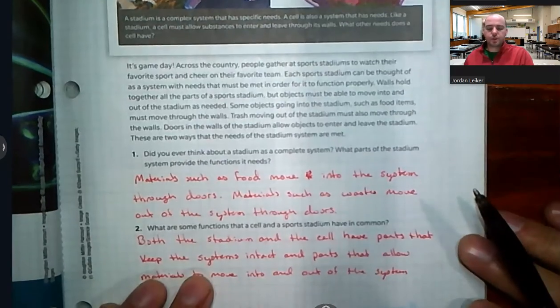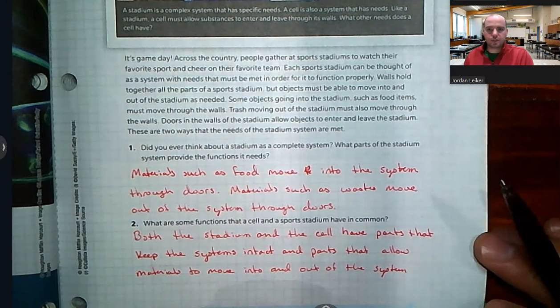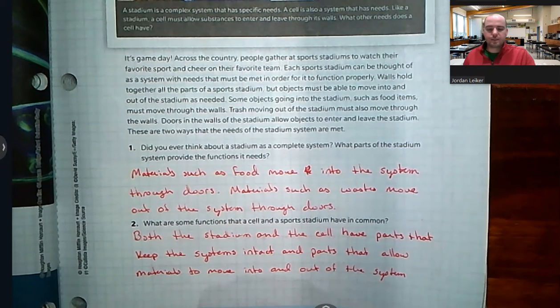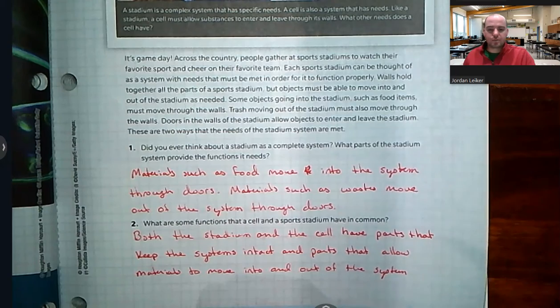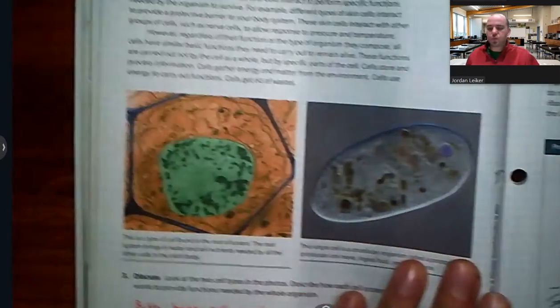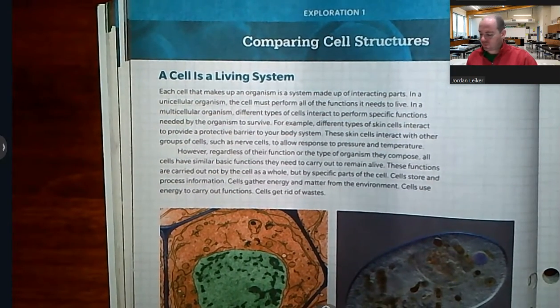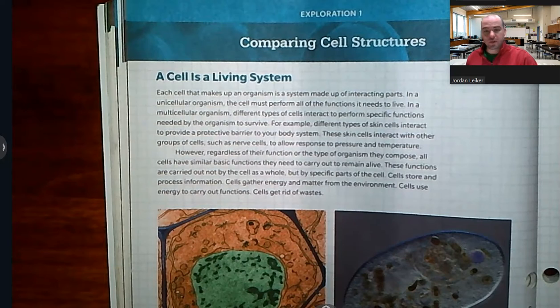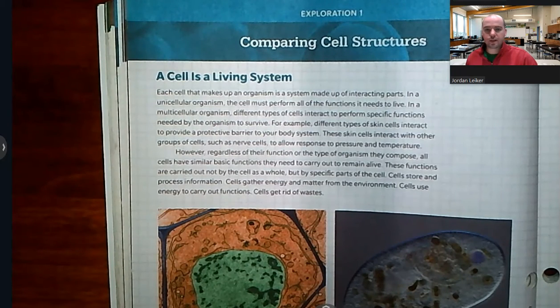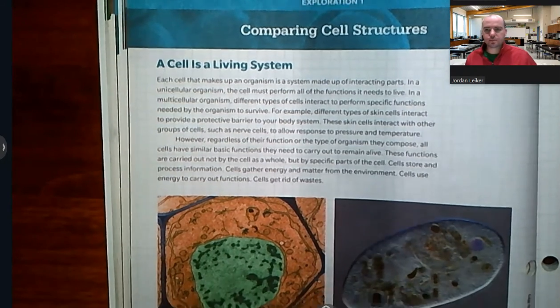So there are some similarities and differences, and we're going to be working on this over the next couple weeks about a model of a cell and comparing that to some other structures and systems that we are more familiar with. So if we compare some cell structures, we compare a cell as a living system. A cell is made up of many different organelles, many different interacting parts. But regardless of the shape or the structure, there are some similarities and differences between cells.